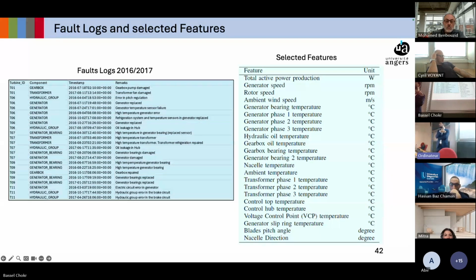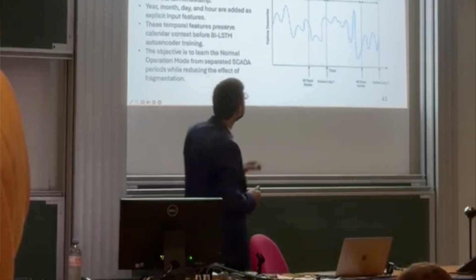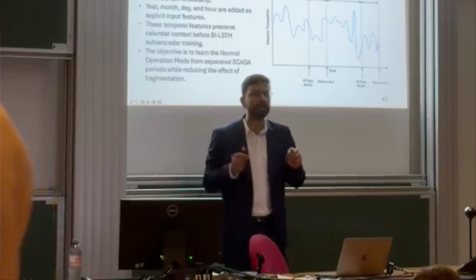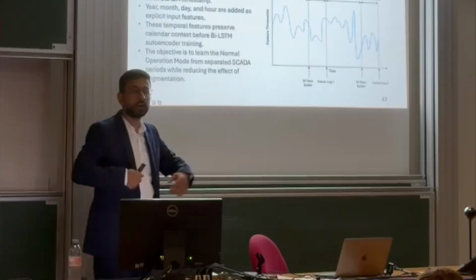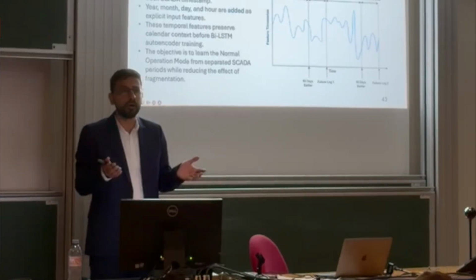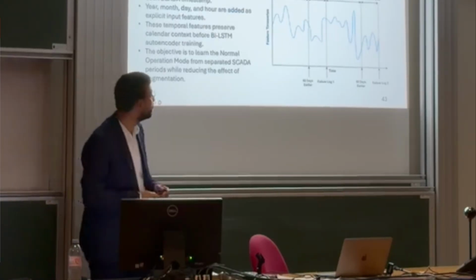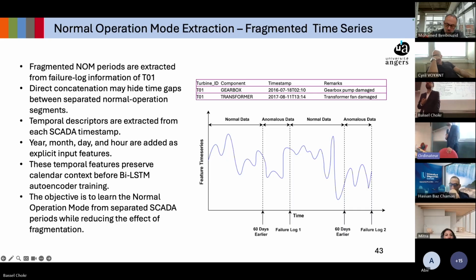We only took the mean values at each 10 minute interval. Here we selected T01 as it has the least number of faults, just 2, which means we will have the largest amount of data for normal operation mode. We used information shared by EDP, telling us that if we avoid 60 days before a fault, we can consider that we are in normal operation mode.